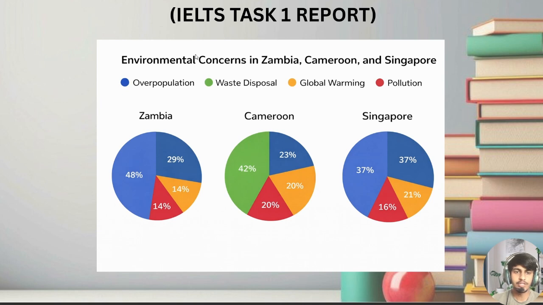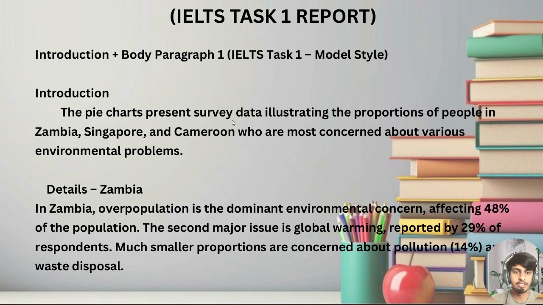An important instruction for students: the text you are seeing on the screen is a model answer. I will not change even a single word from this report, and I will only explain why each sentence is written in this way. So please focus on sentence structure, vocabulary and data selection.